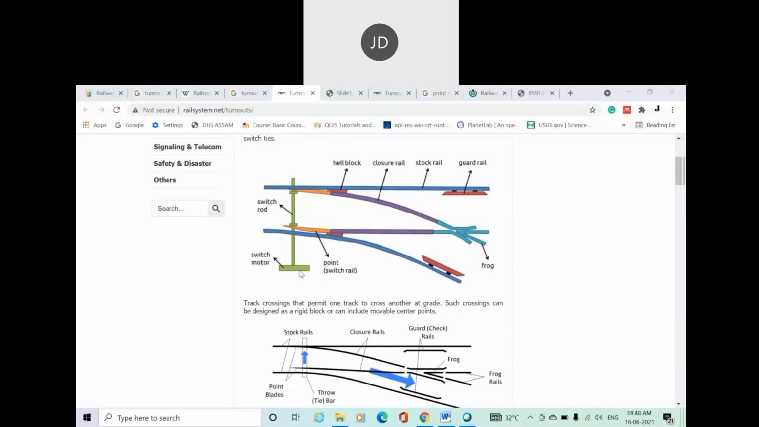Can you change a switch from the engine? I don't think it is possible, maybe in future. Basically it is done by the control room.